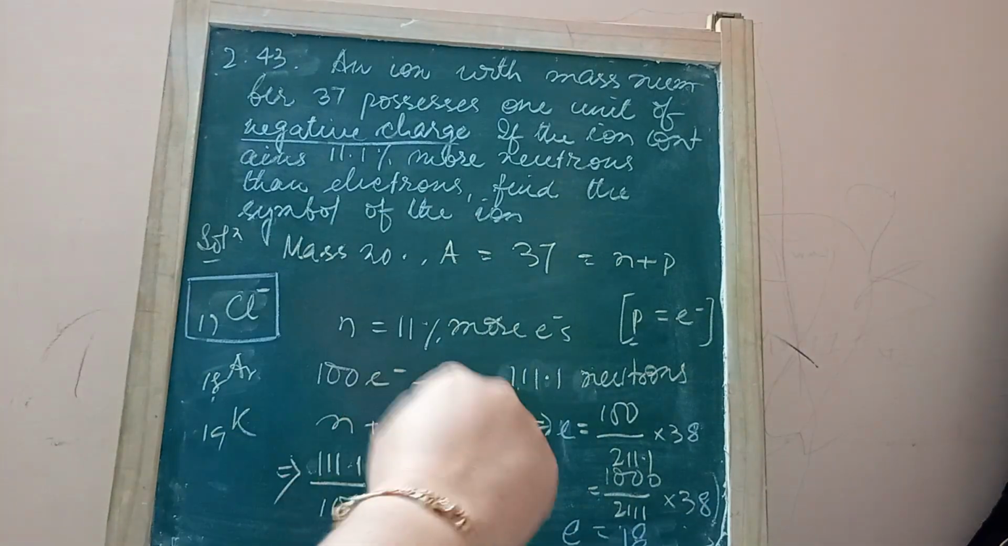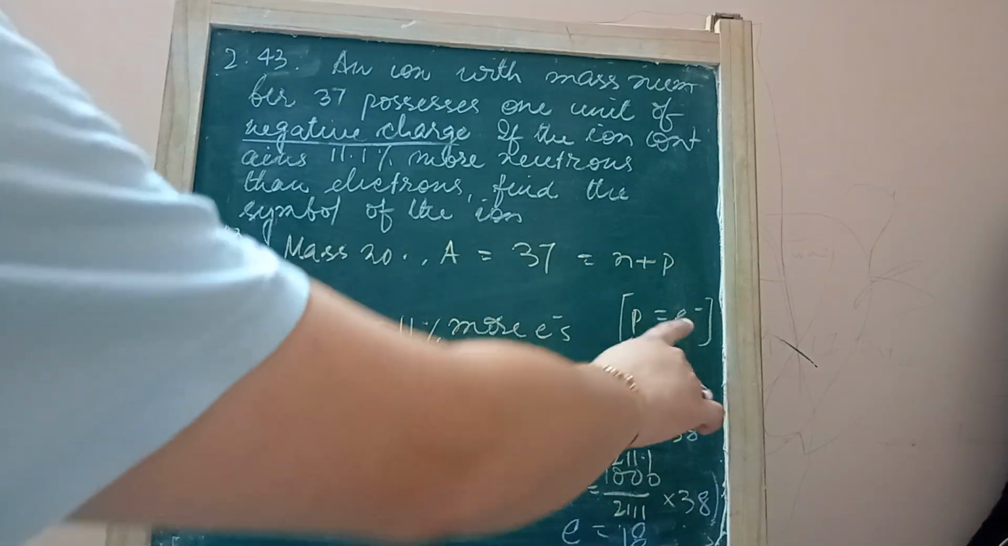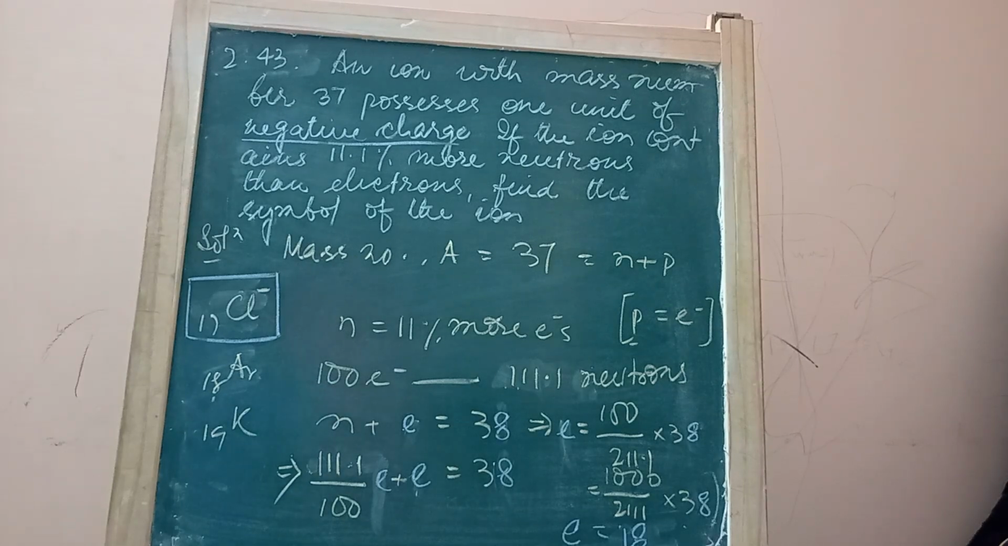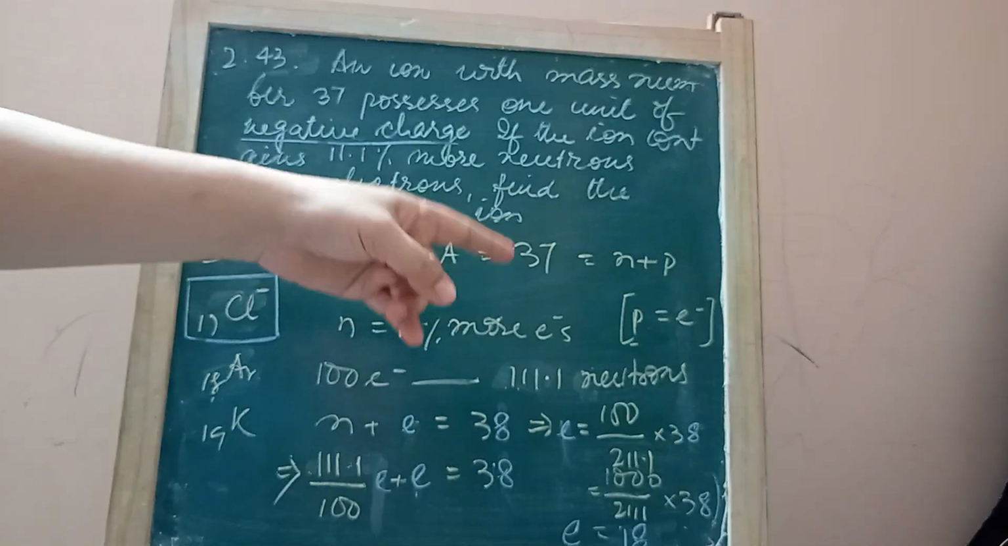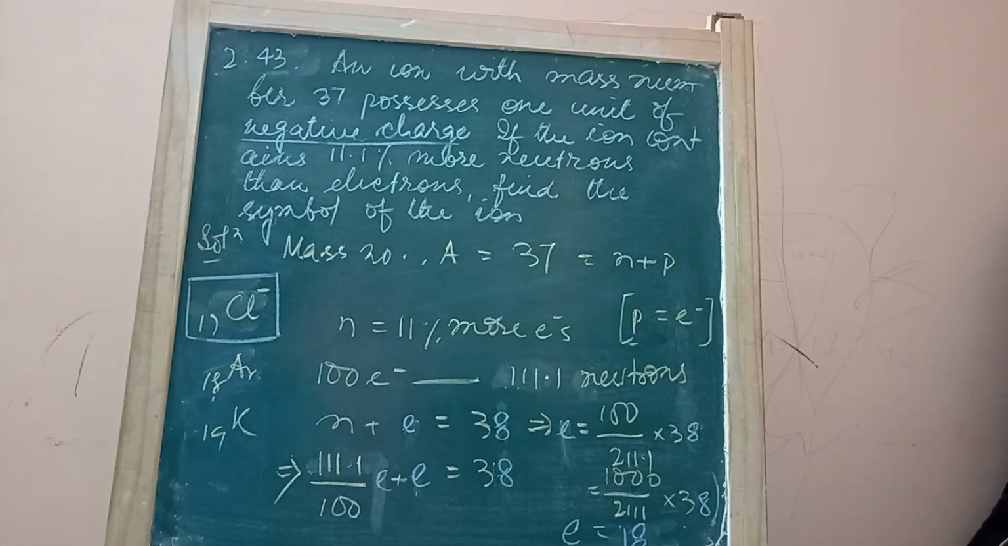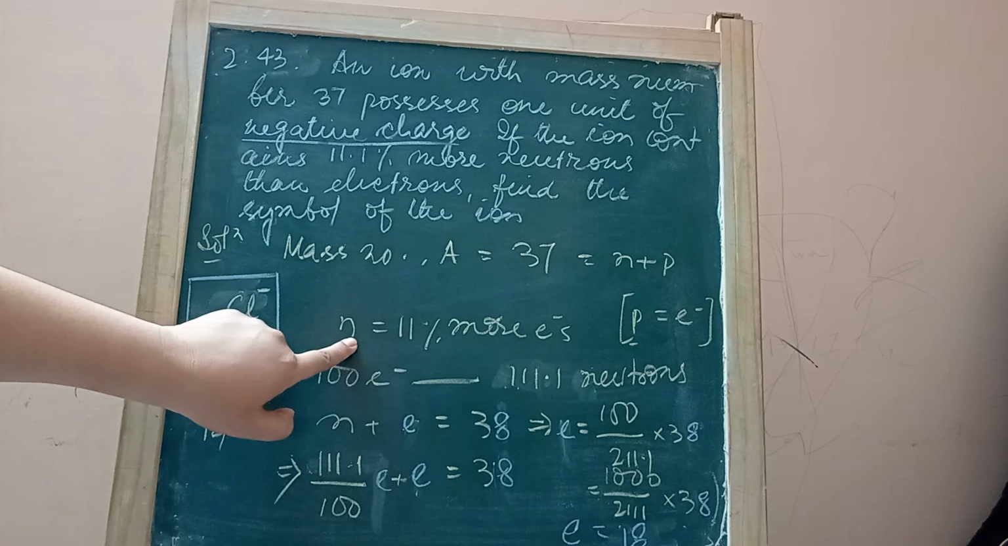Now one more thing. The number of protons in a neutral atom is equal to the number of electrons. That's what I've written here. Had it been an atom, not an ion, then the number of protons will be the number of electrons, right?